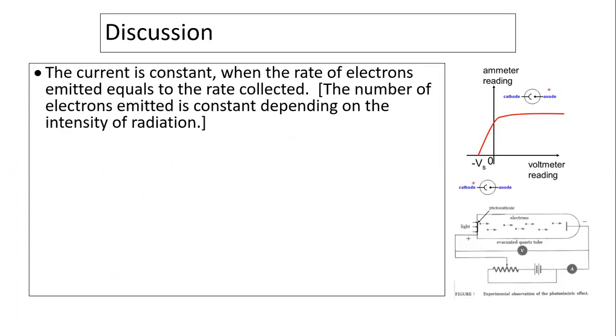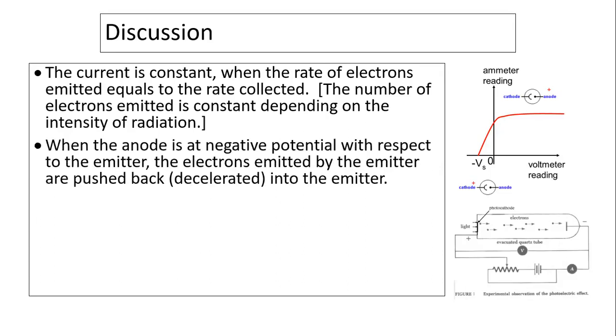Okay, just explaining the same thing to you. The current is constant because there's no other source. The number of photons falling on the surface is constant. The number of electrons emitted per second is also constant. When the anode is at negative potential with respect to the emitter, electrons emitted by the emitter are pushed back. That's what we are just repeating, that's all.